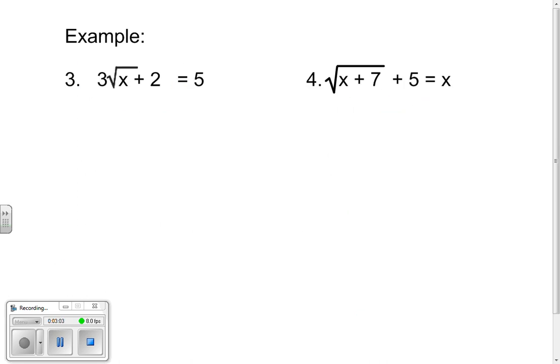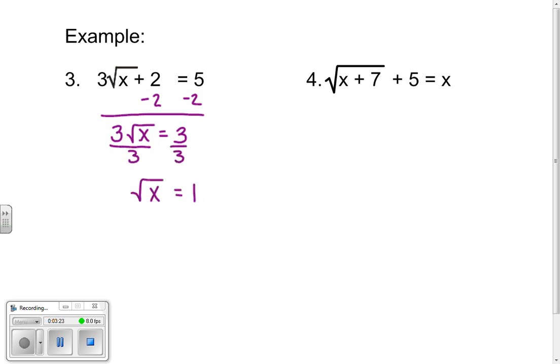All right, number 3. The order in which you isolate the radical here is super important. First thing I need to do, I don't have a choice, is to subtract 2. Subtracting 2 leaves me with 3 times the square root of x equals 3. Then I'm going to divide by 3. I get the square root of x equals 1. That's isolating the radical. Step 2 is to raise. I'm going to raise both sides to the second power to eliminate the square root. I get x equals 1. 1 squared is 1.